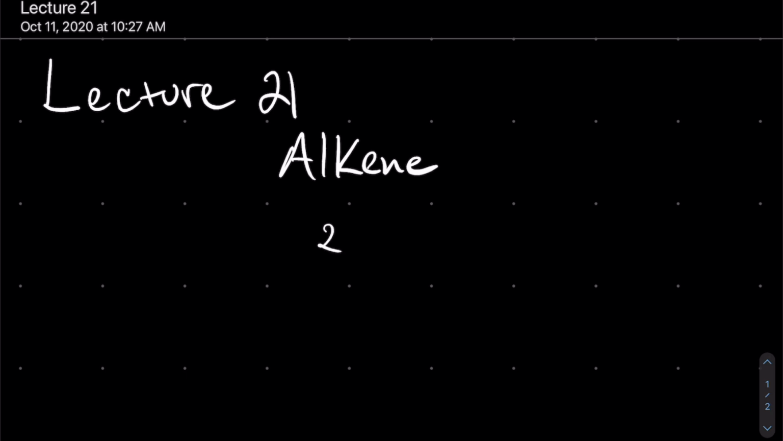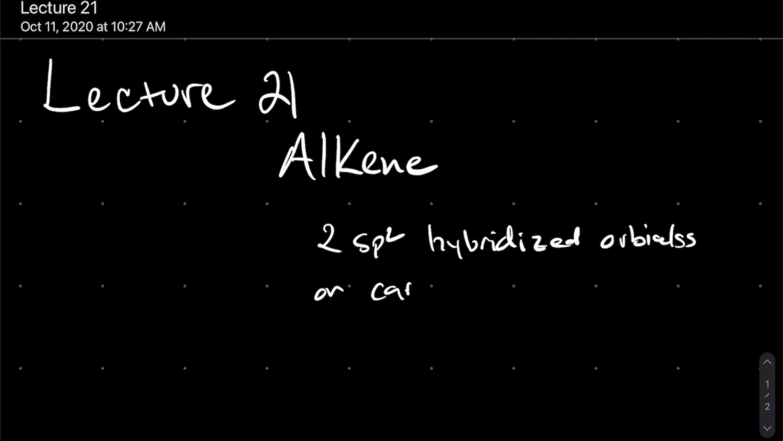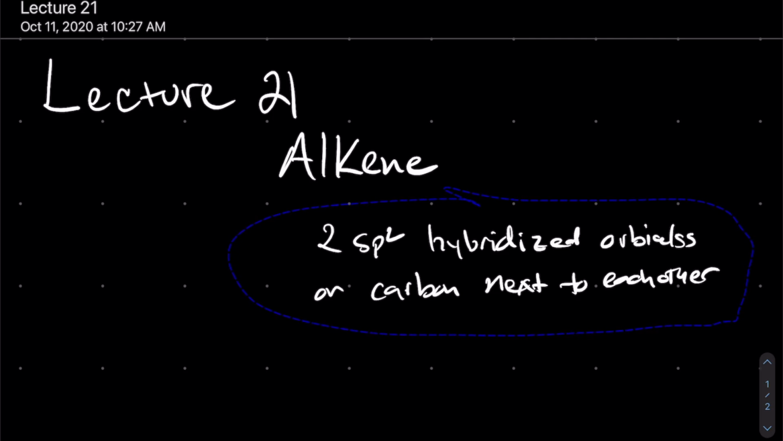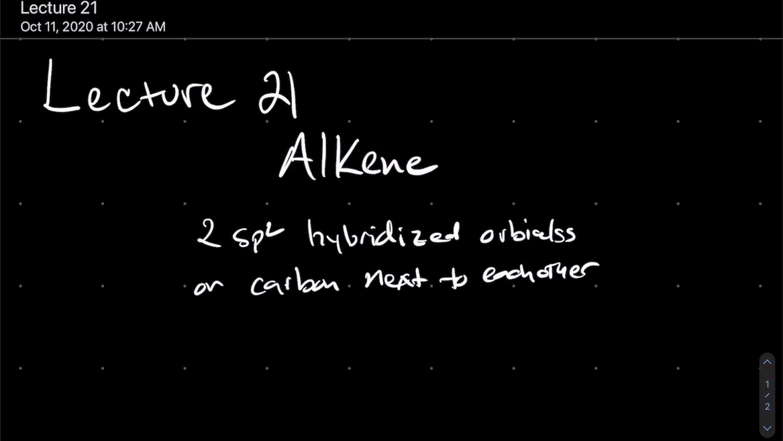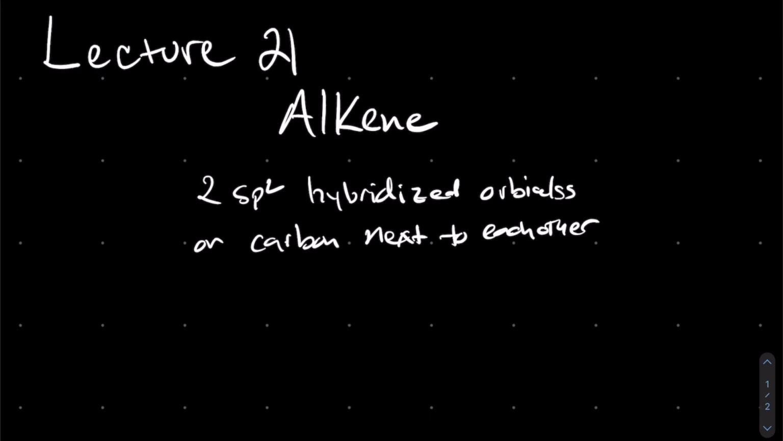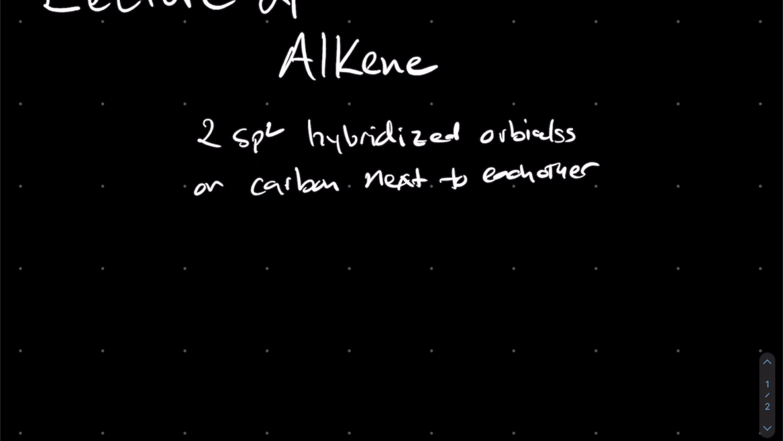Alkenes are two sp2 hybridized orbitals on carbon and next to each other. And that's basically the definition, right? We call them double bonds, usually, because that's just sometimes what we call them, though that's pretty generic, because lots of atoms can engage in double bonds. But the alkene is an example of a double bond between two carbons.